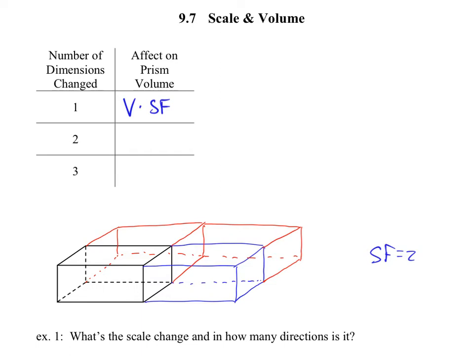So how do I take my 2 over here and change it to a 4? Nice, square it. So then you could say, if it's changed in 2 dimensions, it's volume times the scale factor squared. Any guesses for this last one? Cubed, yep. So it'll be volume times scale factor cubed. And if you wanted to try to draw it, you could make all of them that same amount higher.